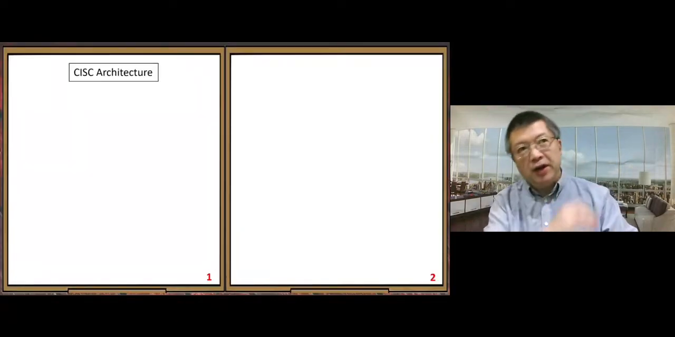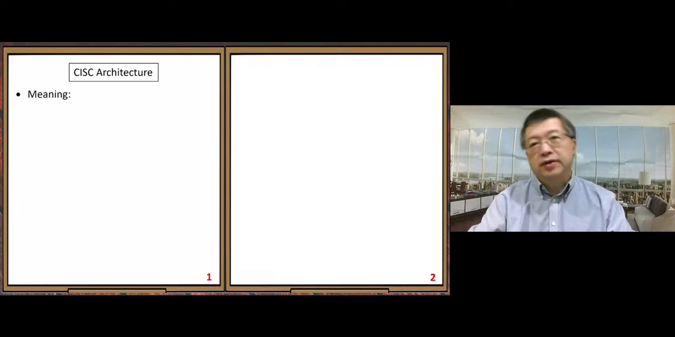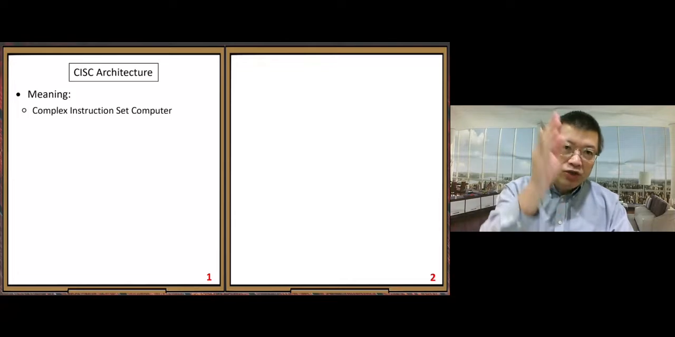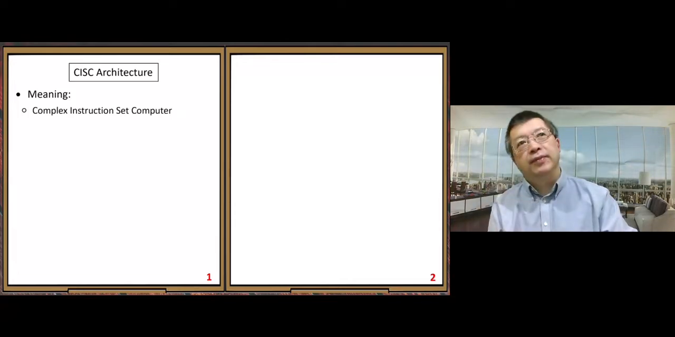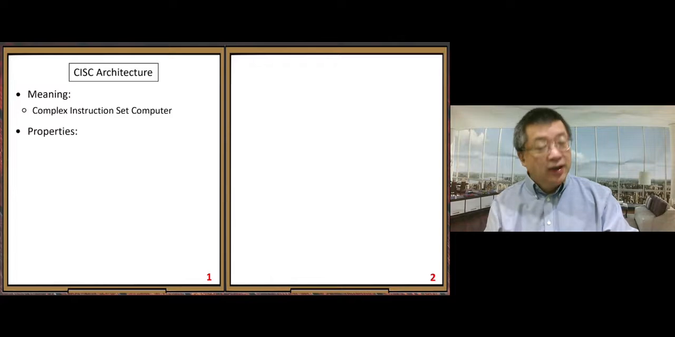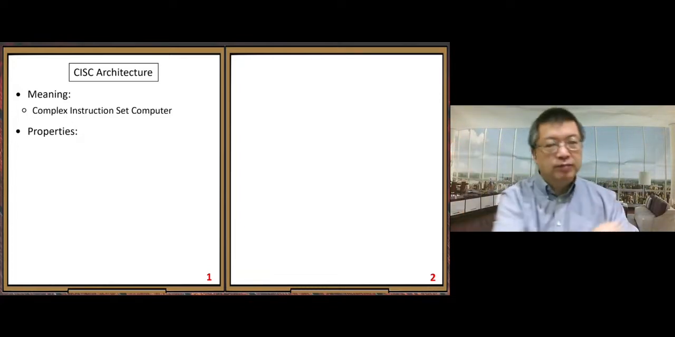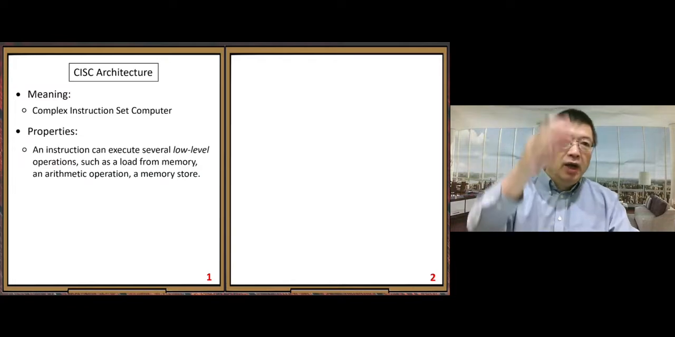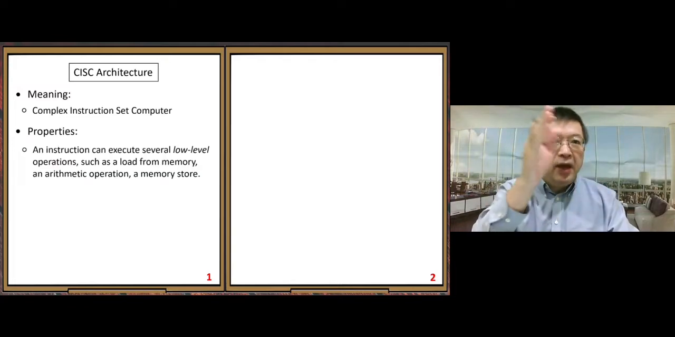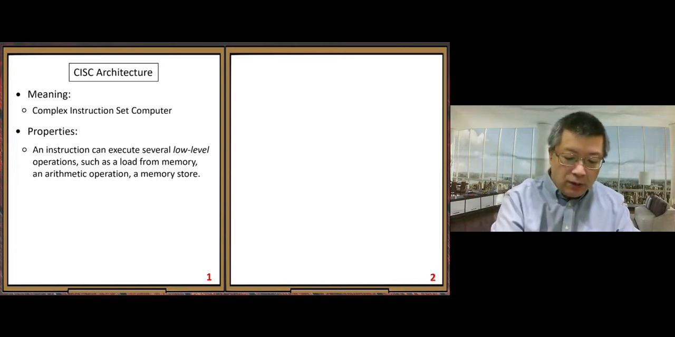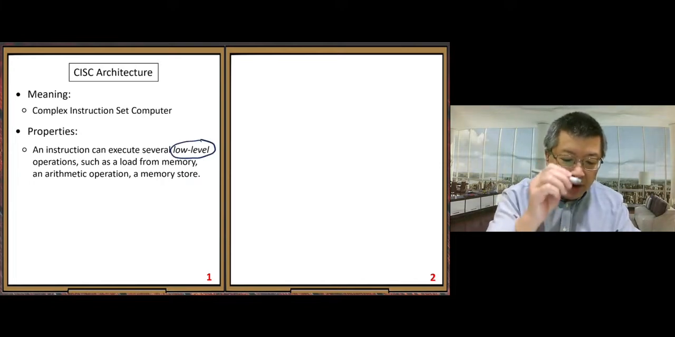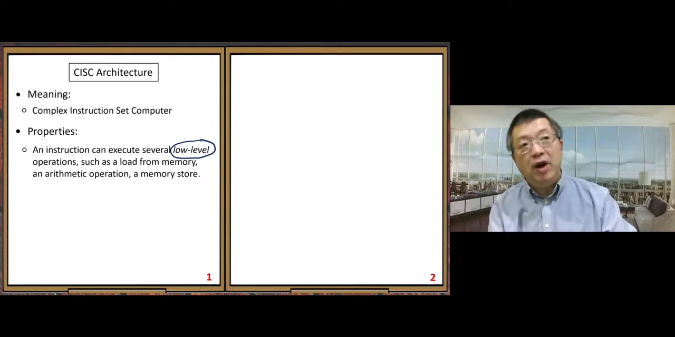First, let's look at the CISC architecture. What's the meaning of this CISC? Complex Instruction Set Computer. All right, so let's look at the properties. Two major architectures. The first one, CISC architecture: every instruction can execute several low-level operations. What are low-level operations?